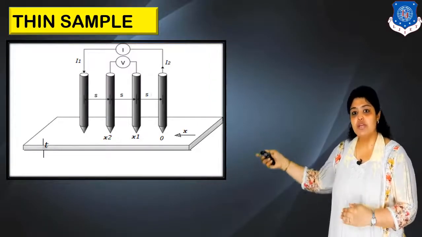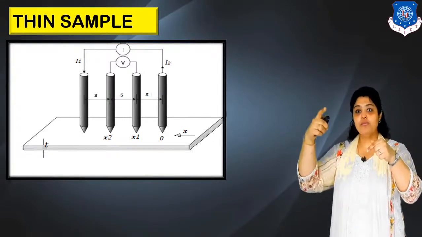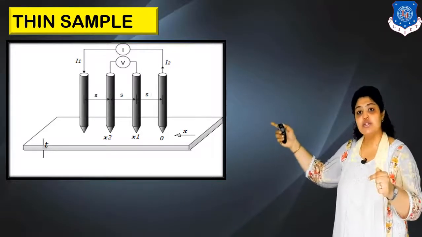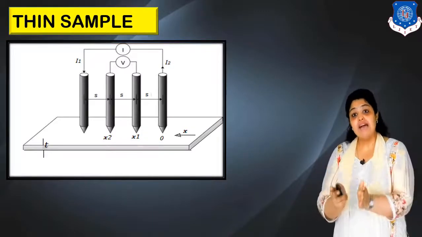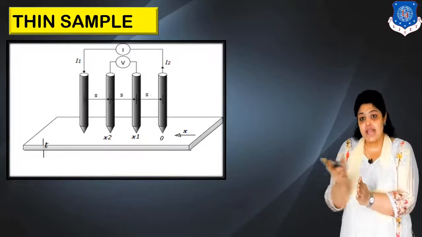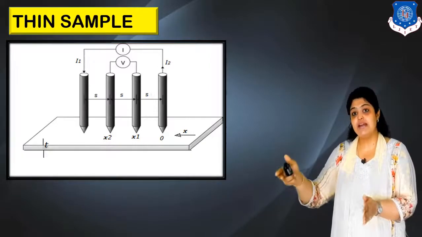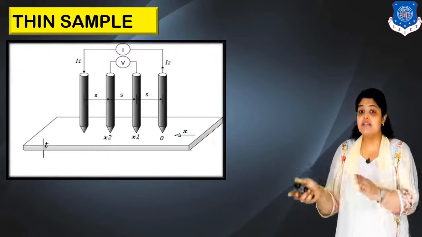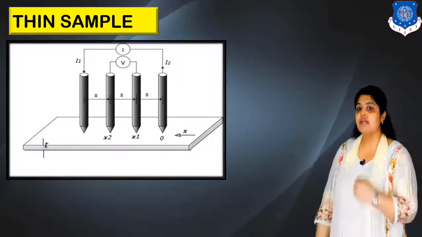Probe number 1, 2, 3, 4. Current is being input from probe number 1, taken out from probe number 4. It's a constant current source. Voltage is being measured between probe 2 and 3. We have labeled probe number 3 as x1, probe number 2 as x2. So distance from this end will be s and distance of x2 will be 2s. Thickness of the sample you can see is t.